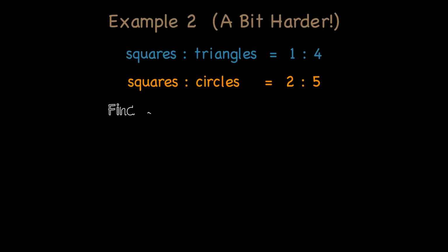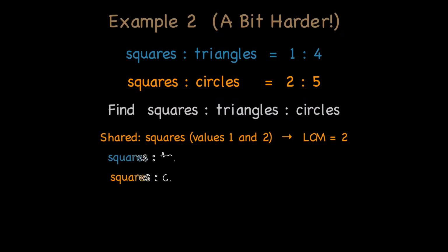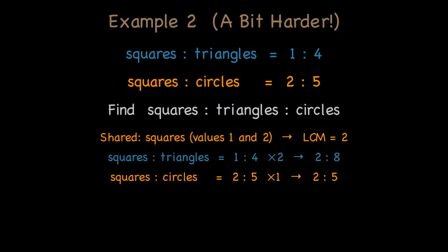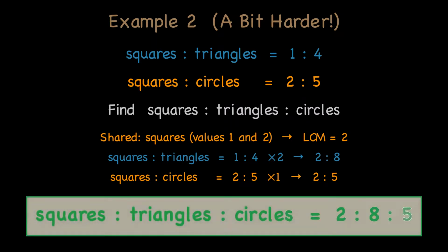Example 2. Squares to triangles is 1 to 4, and squares to circles is 2 to 5. Find squares to triangles to circles. The shared quantity is squares. Values are 1 and 2. LCM is 2. Scale squares to triangles by multiplying by 2. We get 2 to 8. Squares to circles is already at 2, so it stays 2 to 5. Combining gives us squares to triangles to circles equals 2 to 8 to 5.